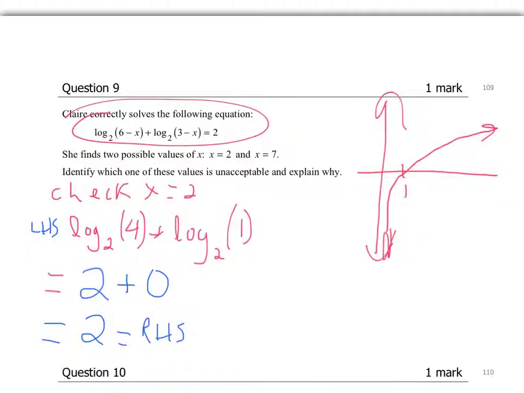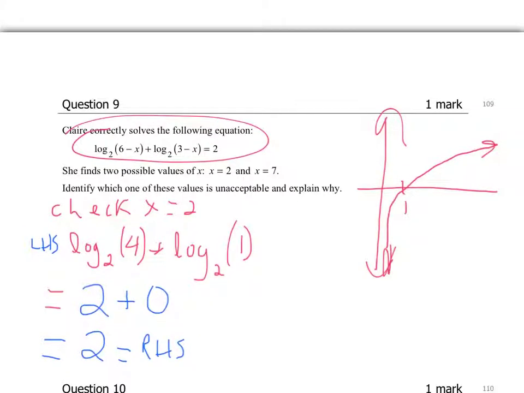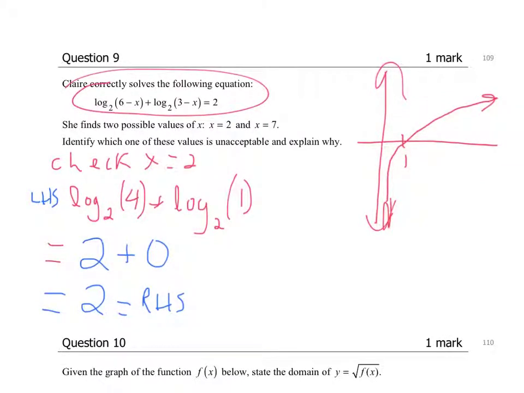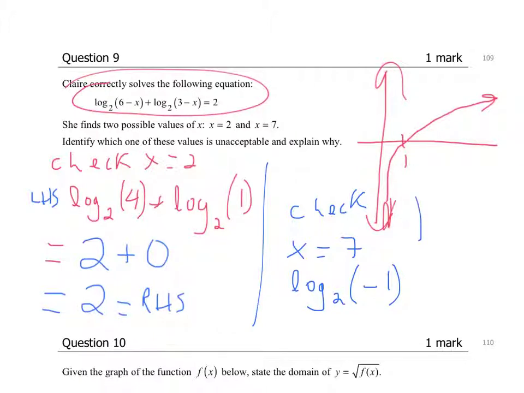So I am thinking that x equals 7 does not work, but we should check that as well. So let's check x equals 7. As soon as we put x equals 7 into the left-hand side, we get log base 2 of 6 minus 7, which is negative 1. But as we can see from the graph, negative 1 is not in the domain of log of x.